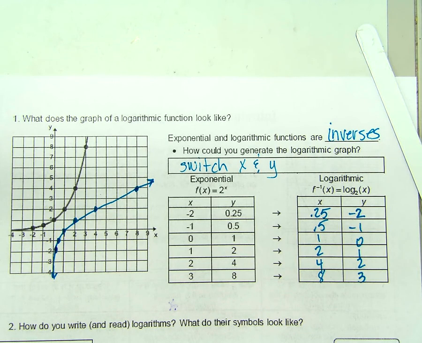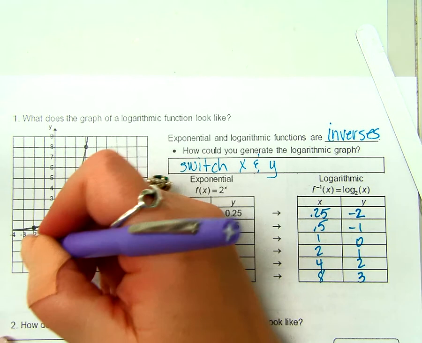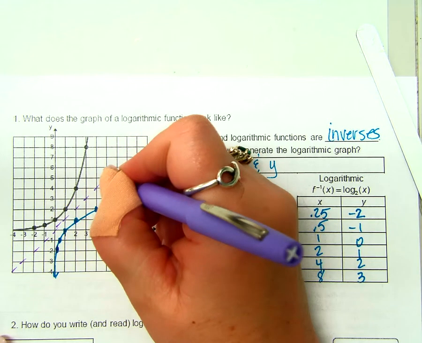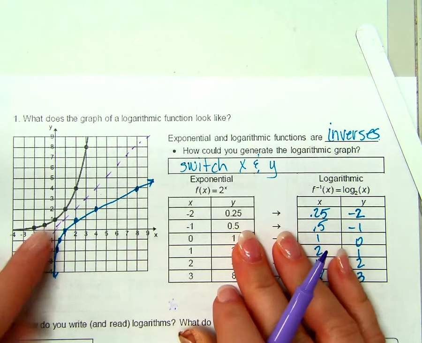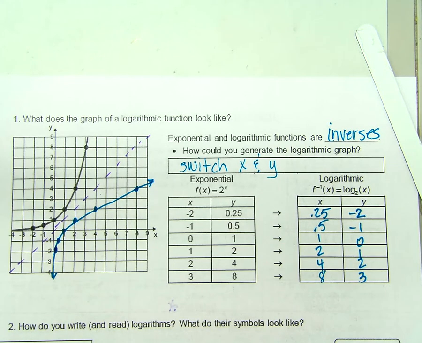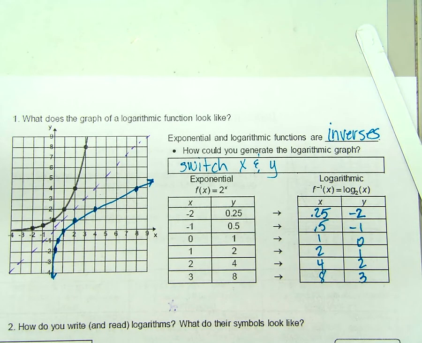It reflects across the line. I know, you're showing me with your hands. That's how I know you know. It's okay. It reflects across the line y equals x. If I folded my paper on this dotted line that I just graphed, would these two things be right on top of each other? Yes. Yes, they would. Okay? Any questions so far?